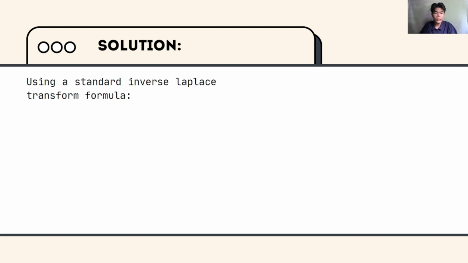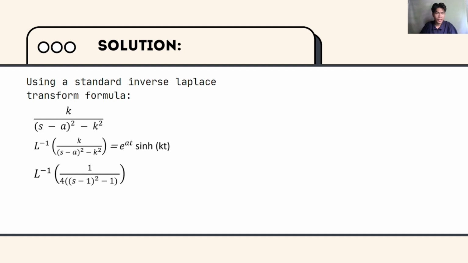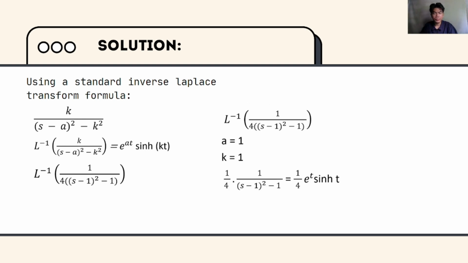Now, using the standard inverse Laplace transform formula, the inverse Laplace transform of k over (s minus a) squared minus k squared is equal to e to the power of at sinh kt. And the inverse Laplace transform of our equation, 1 over 4 times (s minus 1) squared minus 1, where a is equal to 1 and k equals 1, is equal to 1 over 4 e to the power of t sinh t.